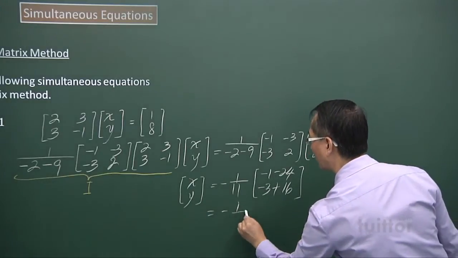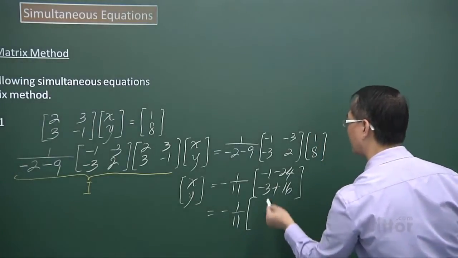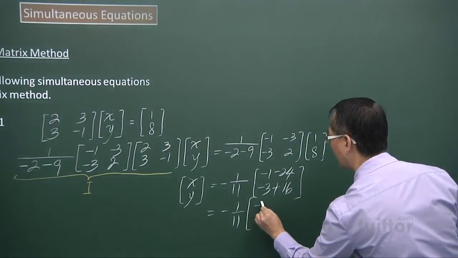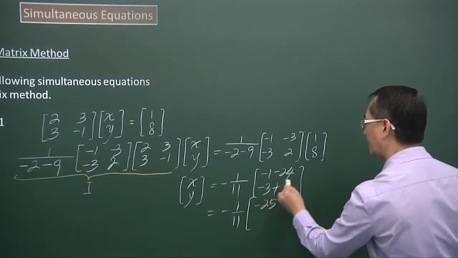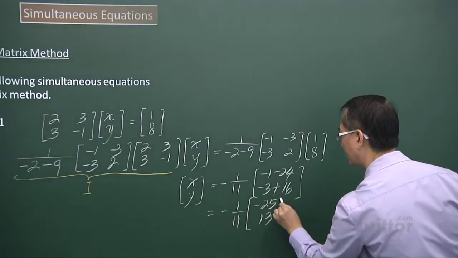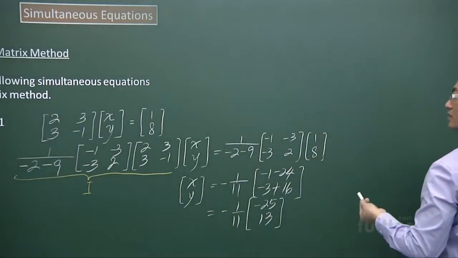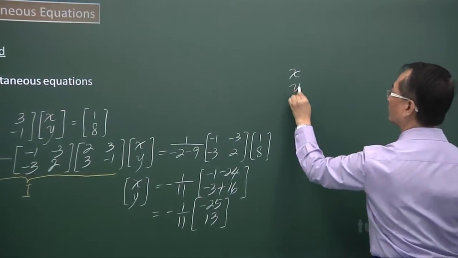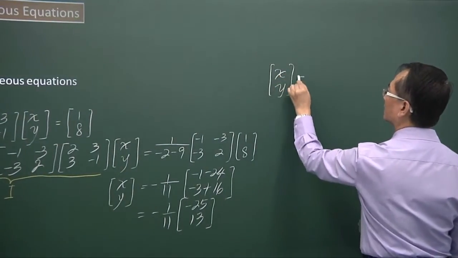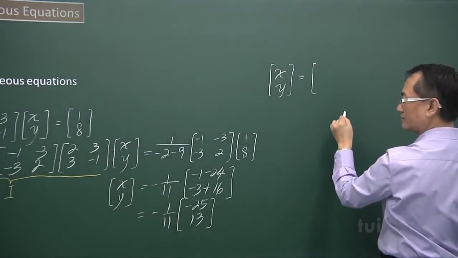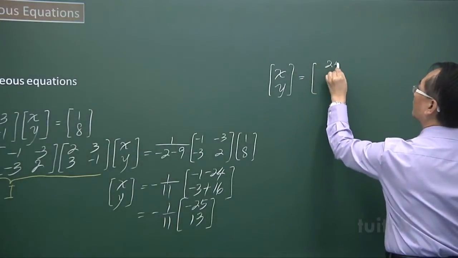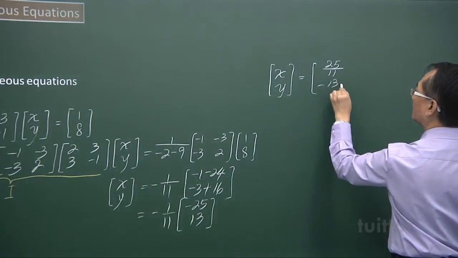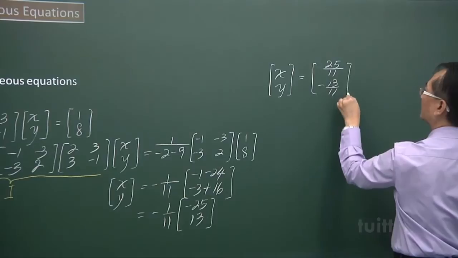So negative 1 over 11 times, adding these two up, I will get negative 25. Adding these two up, I get a 13. So x, y is equal to 25 on 11. The other one is negative 13 on 11.